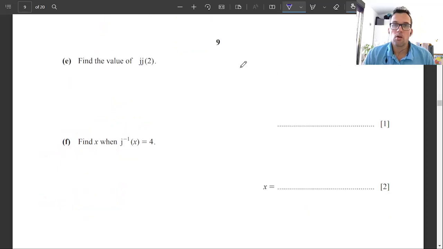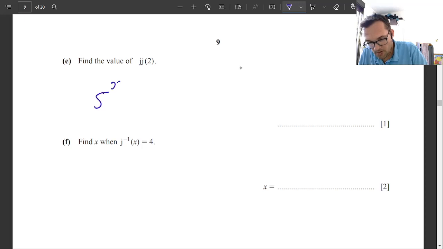Well done. Question 4e. It tells us to find the value of function j of j, where x is 2. So let's first write down the function j, which is 5 to the power of x. Then in that we put the function j. So instead of the x, we put 5 to the power of x. But they've also told us what x is. They told us x is 2. So 5 to the power of 5 to the power of 2. That's what we need to work out.